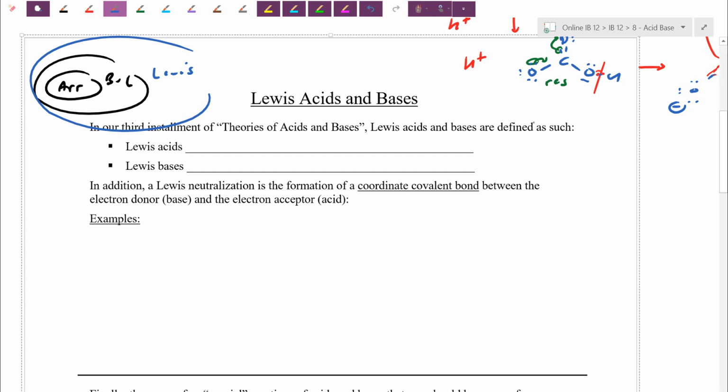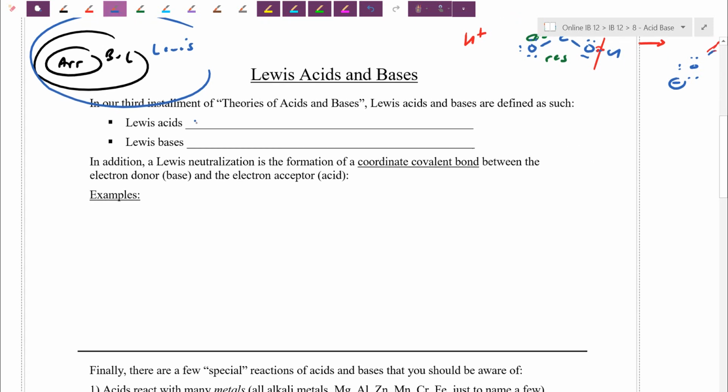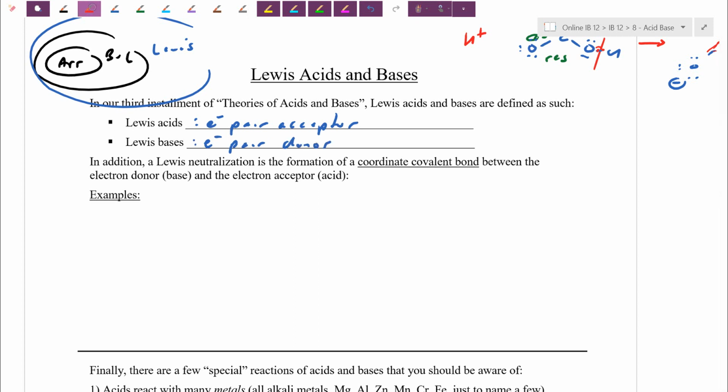What is a Lewis acid? What is a Lewis base? A Lewis acid is an electron pair acceptor, and a Lewis base is an electron pair donor. If that electron pair donor definition looks familiar, that's because we actually defined it as a ligand from last year. All ligands are Lewis bases.